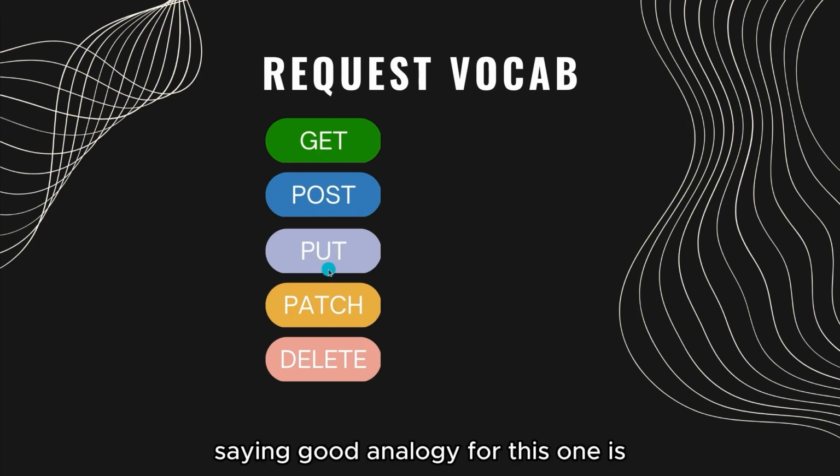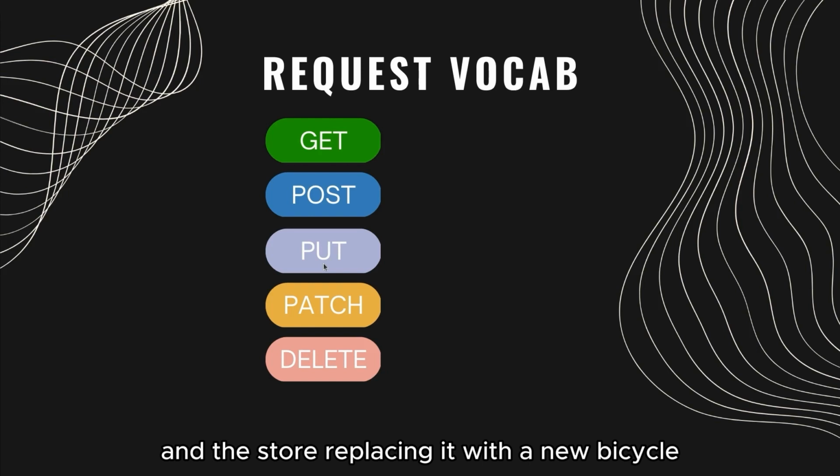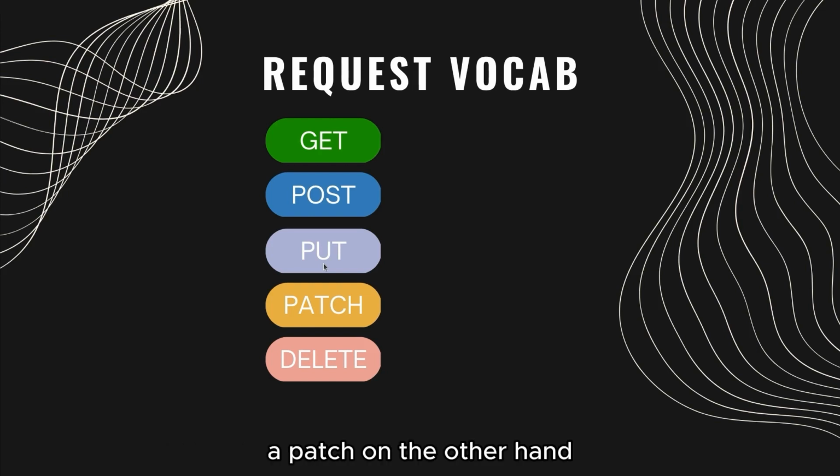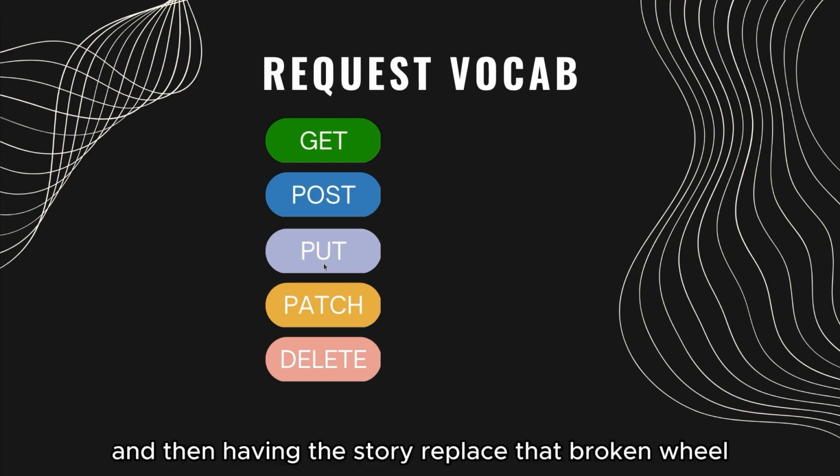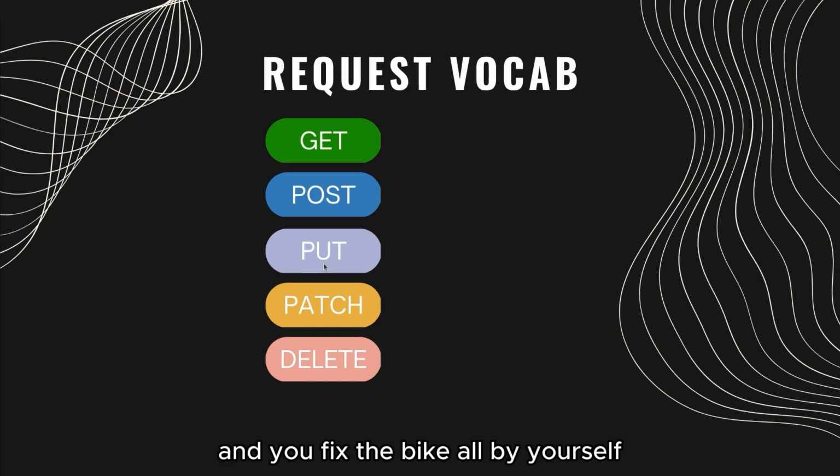So a good analogy for this is, for example, you're buying a bicycle. You bought a bicycle from the store, and when you brought it home, you realize that one of the wheels is broken. A put request is like returning the whole bicycle to the store, and the store replacing it with a new bicycle. A patch, on the other hand, is like returning the broken wheel alone and having the store replace that broken wheel, and then you go home and fix the bike all by yourself. So that is the difference between a put and patch request.